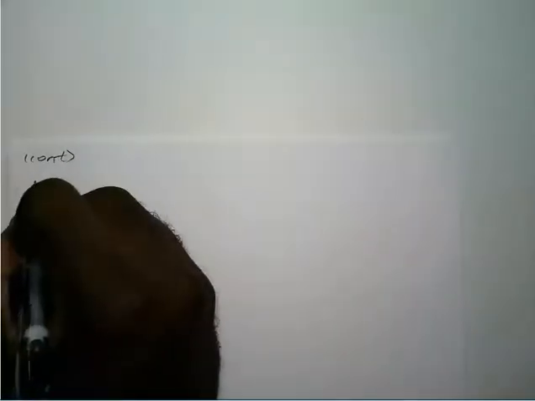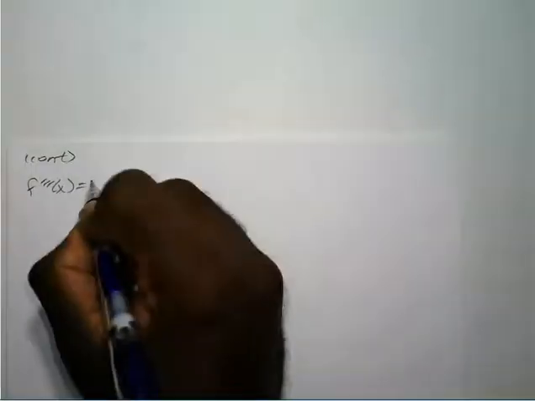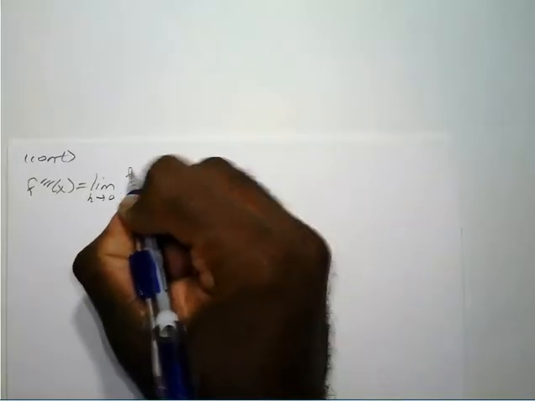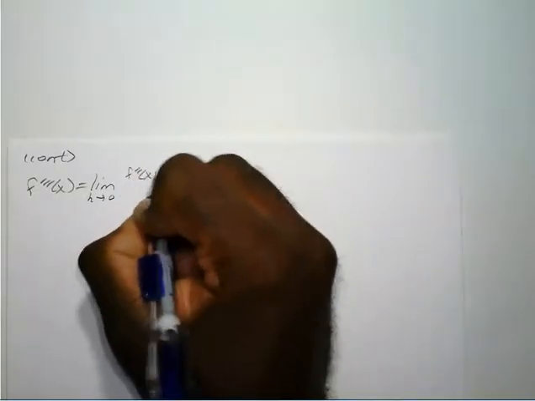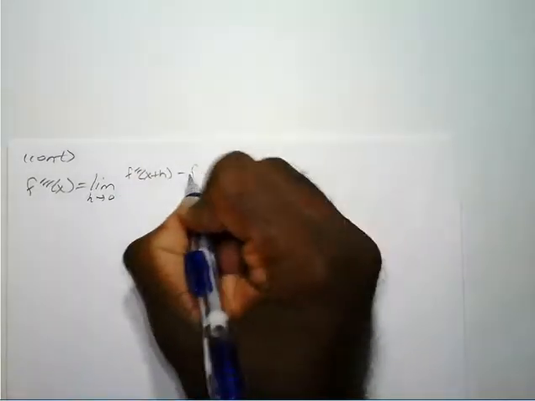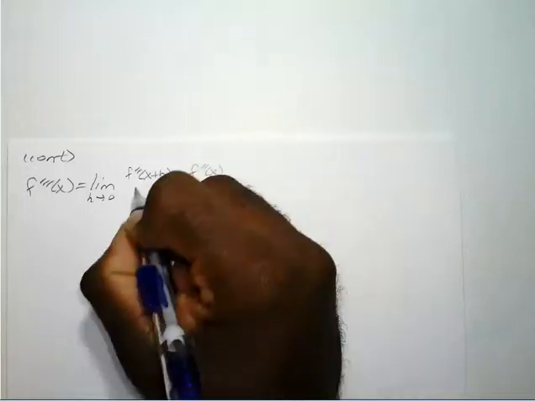Okay, so now for our third derivative, that's going to equal the limit as h approaches 0 of our second derivative. So it's the second derivative of x plus h minus the second derivative of x all over h.